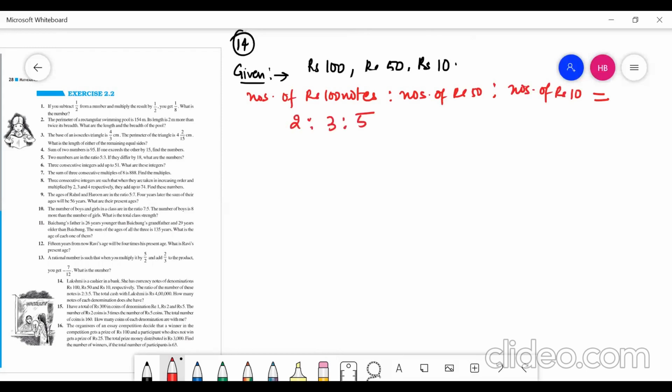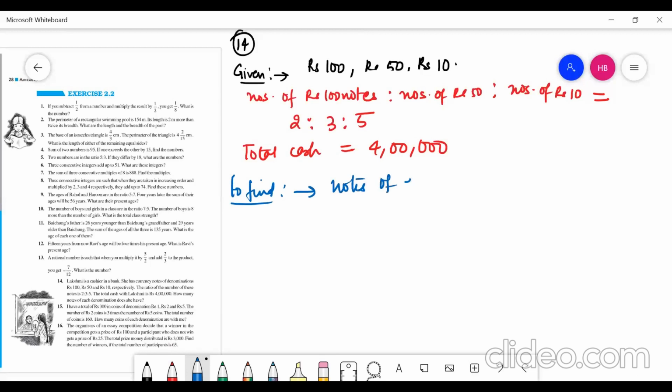The total cash with Lakshmi is rupees 4 lakh. So what is the total cash? This is also one piece of information which is given to us. All the cash she has is rupees 4 lakh. How many notes of each denomination does she have? So what do I have to find? I have to find the notes of each denomination, right?